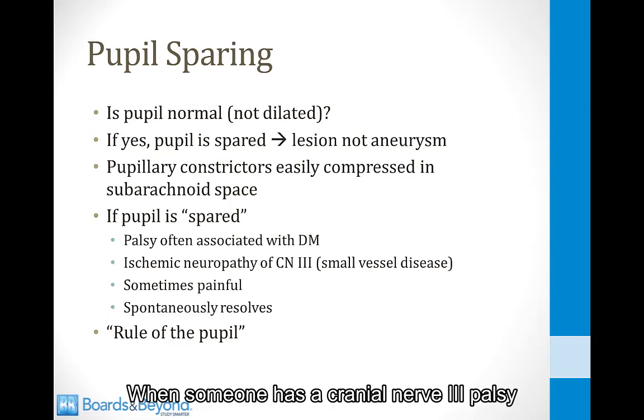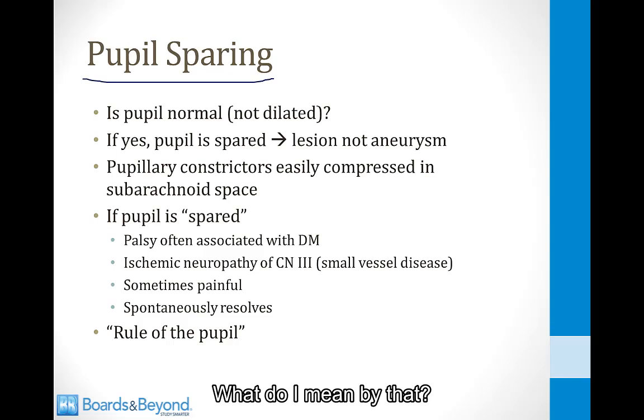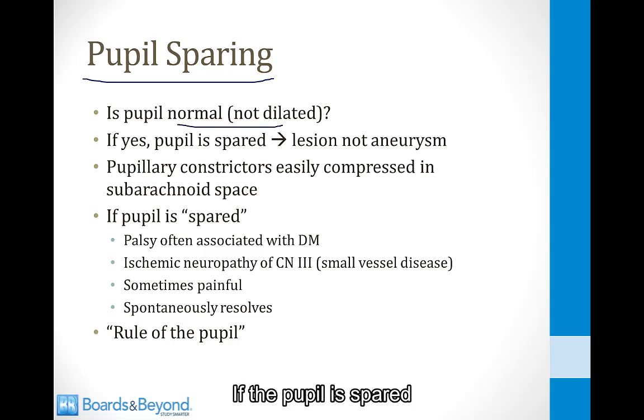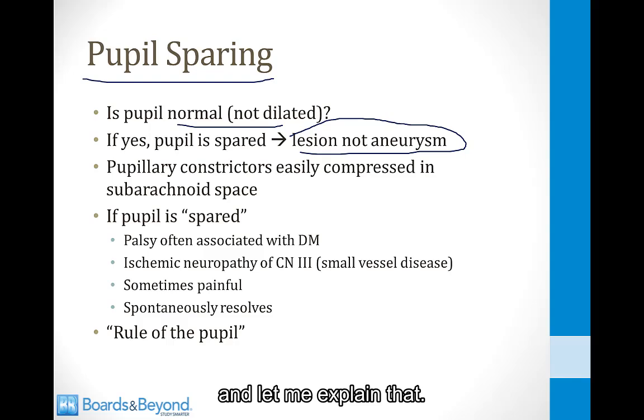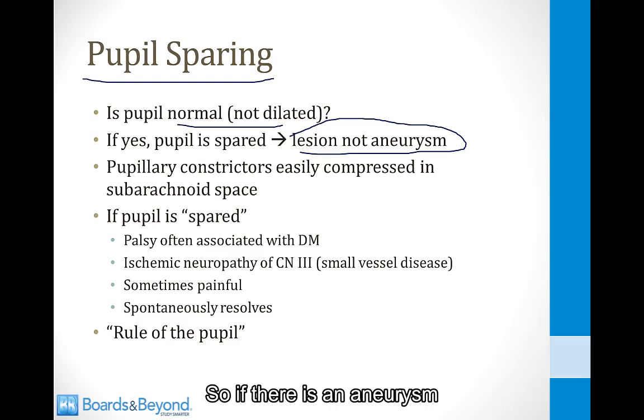When someone has a cranial nerve 3 palsy, we often ask if the pupil is spared. What do I mean by that? We mean, is the pupil normal and not dilated? If the pupil is spared, it means the lesion is not an aneurysm, and let me explain that. The pupillary constrictors are easily compressed in the subarachnoid space by a mass lesion. So if there is an aneurysm, it will compress the pupillary constrictors and dilate the pupil.